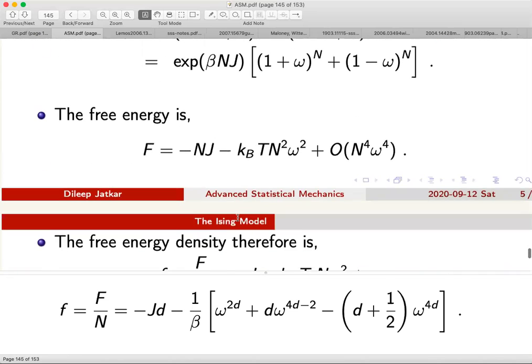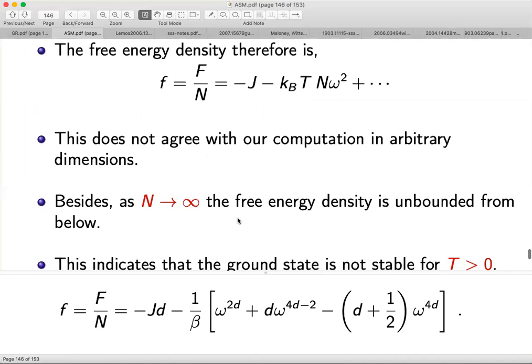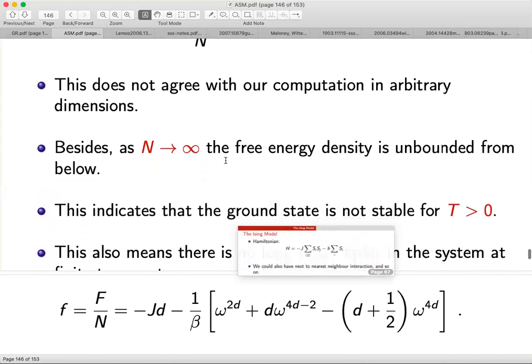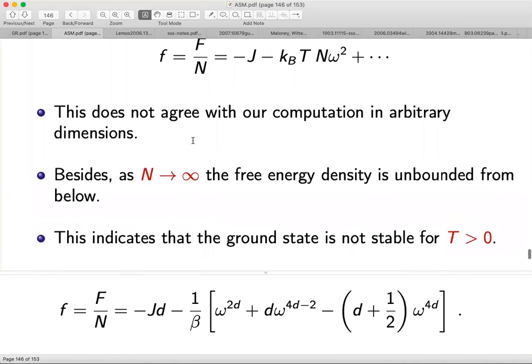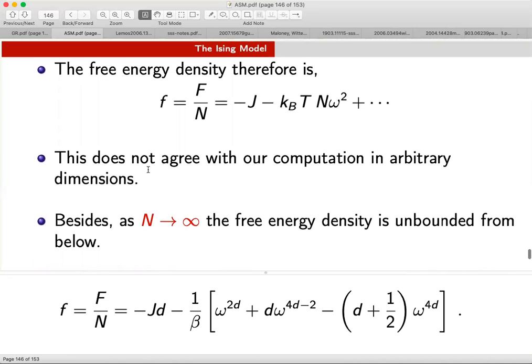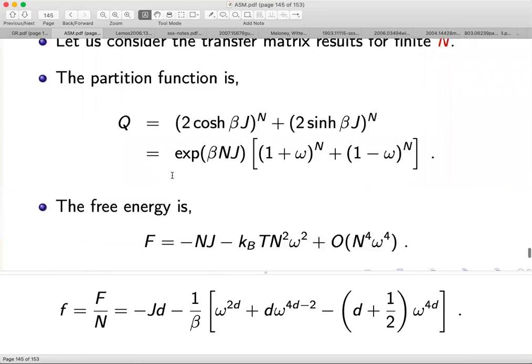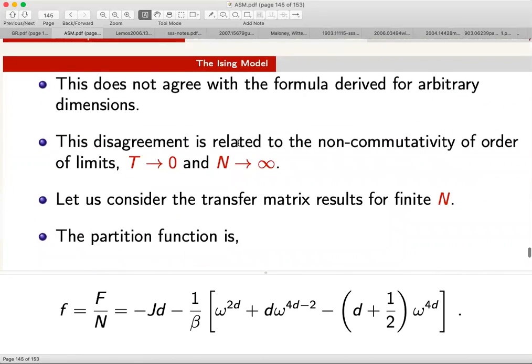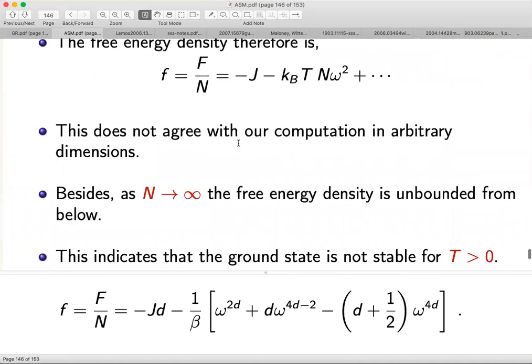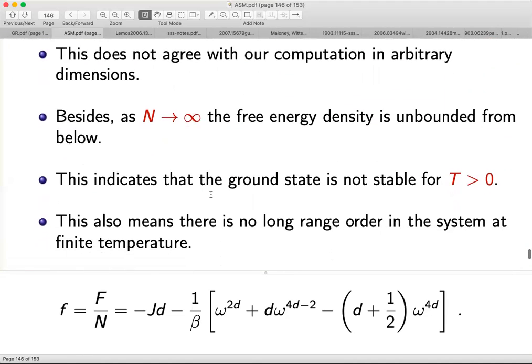So that's why this computation did not agree. This computation of course agrees with the arbitrary dimension. This is a wrong statement actually, but it doesn't agree with the 1D computation that we did, which is linear in omega. And that is the statement about non-commutativity. I need to correct this sentence.